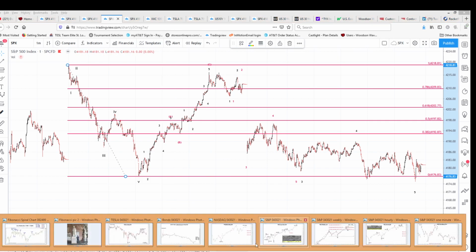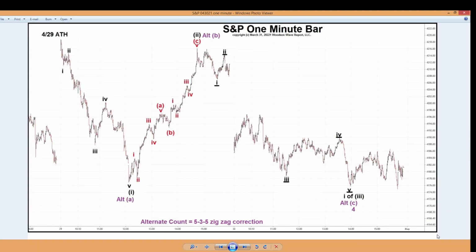Let me get to that 1-minute picture here. I think I have that here. Here you go. A 1-minute, there's the all-time high. 5 down and a 1. Okay, 5-3-5, ABC up for 2 in the black. Black is the primary, and another 5 waves down for 1 of 3.